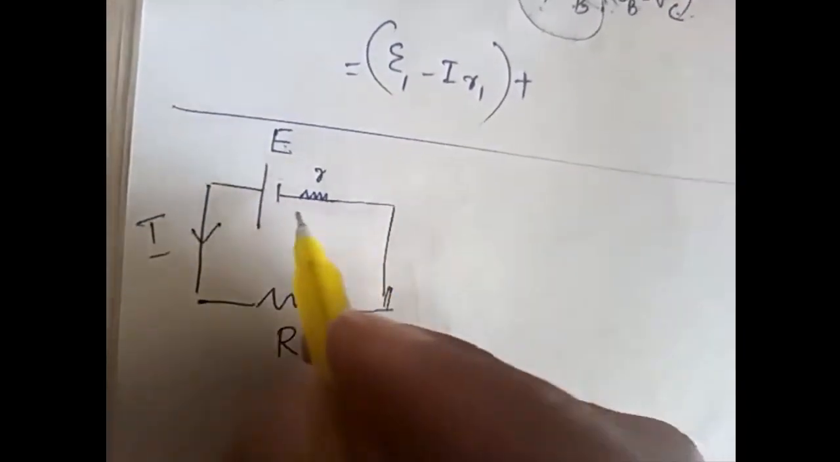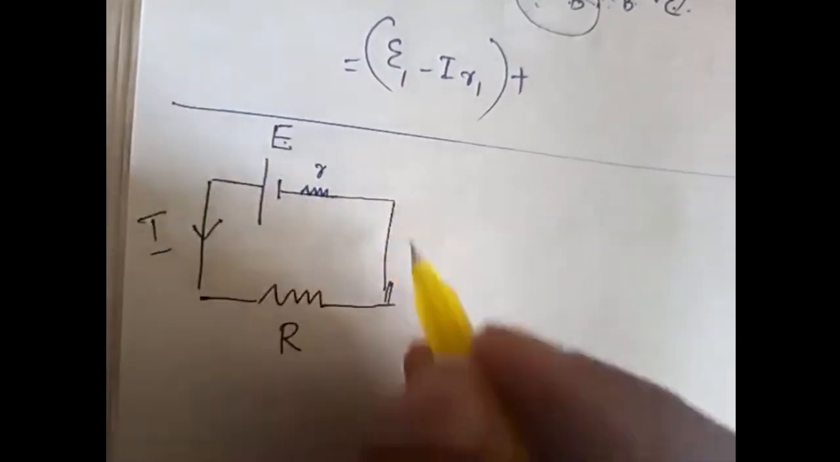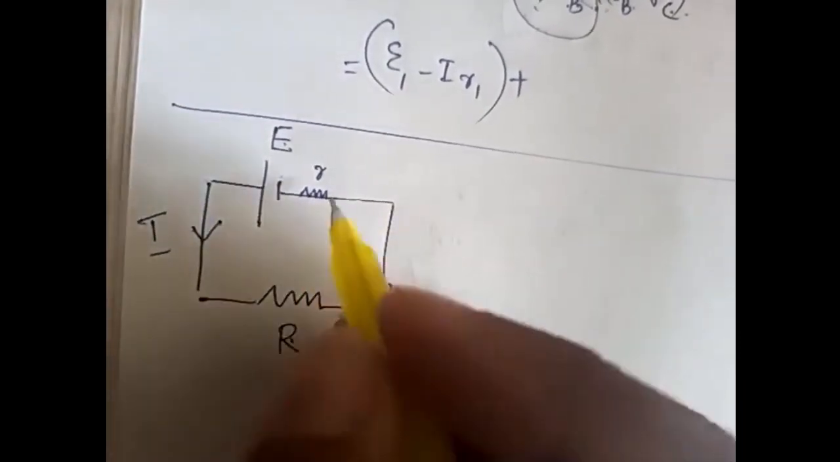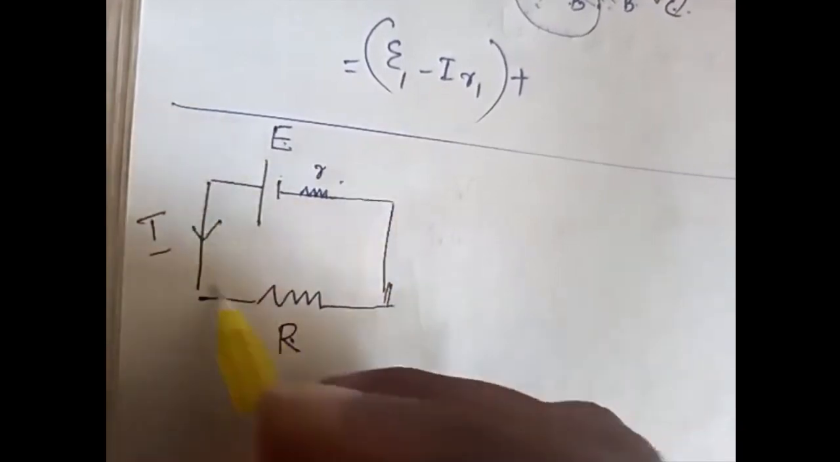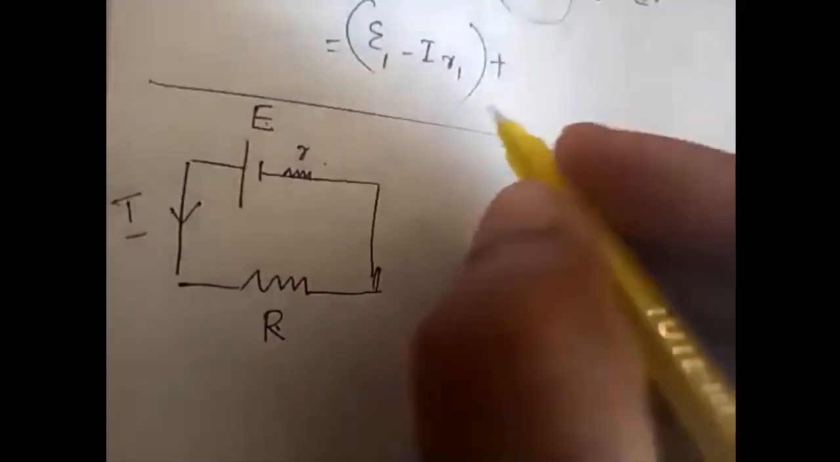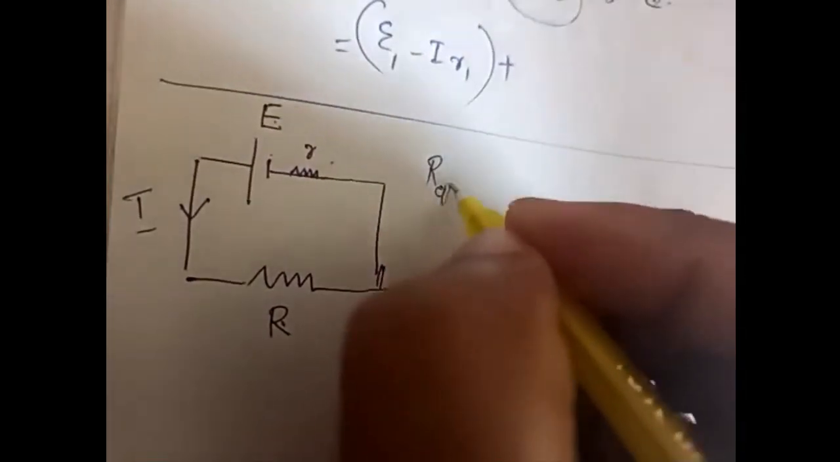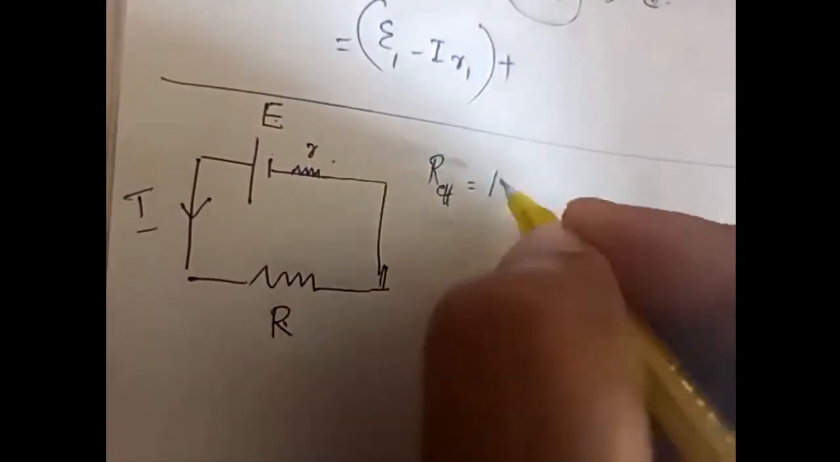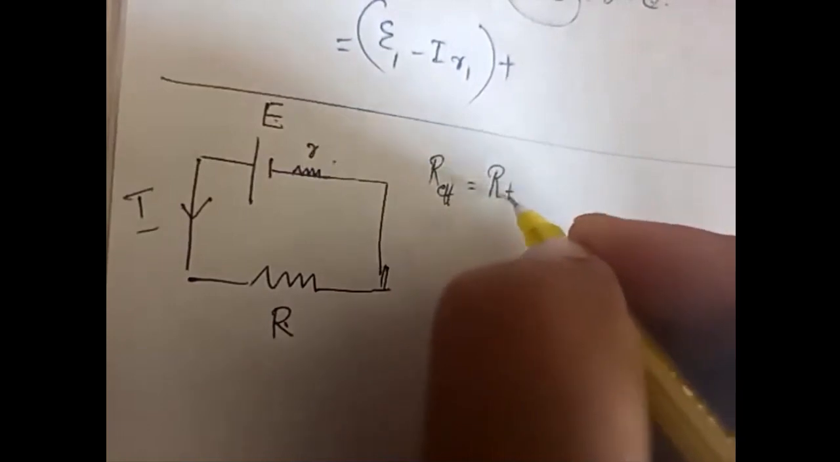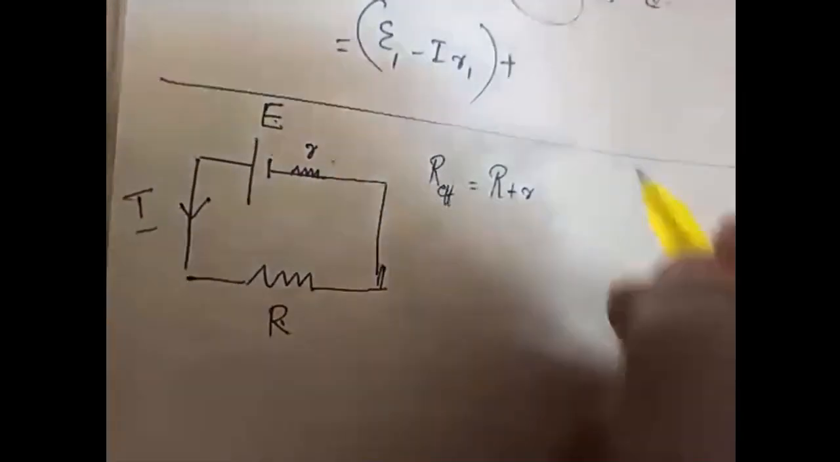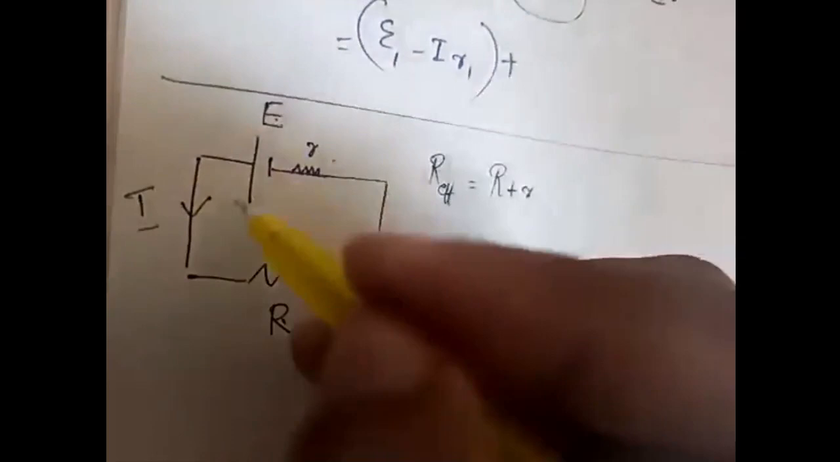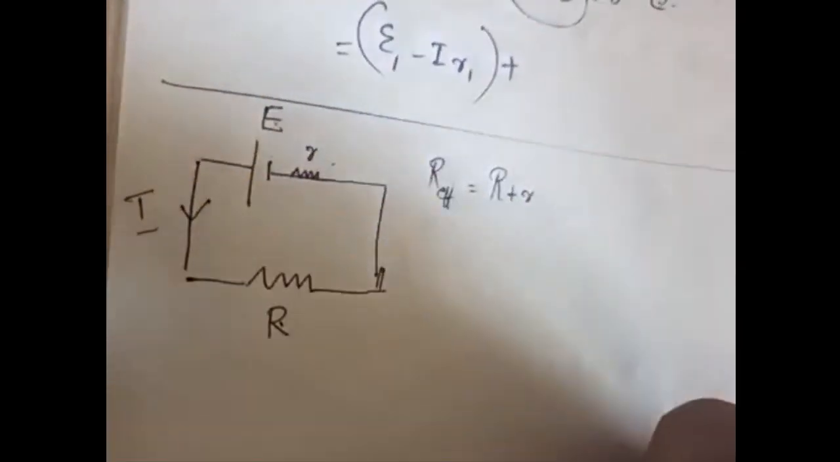What will be the total resistance of the entire circuit? That will be this resistance and this one. Since they are connected in series, the total resistance, R effective, will be equal to capital R plus small r. This will be the total resistance in this circuit.